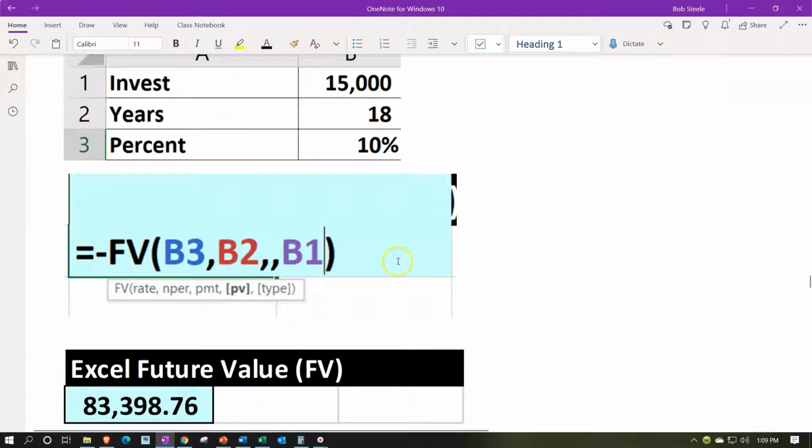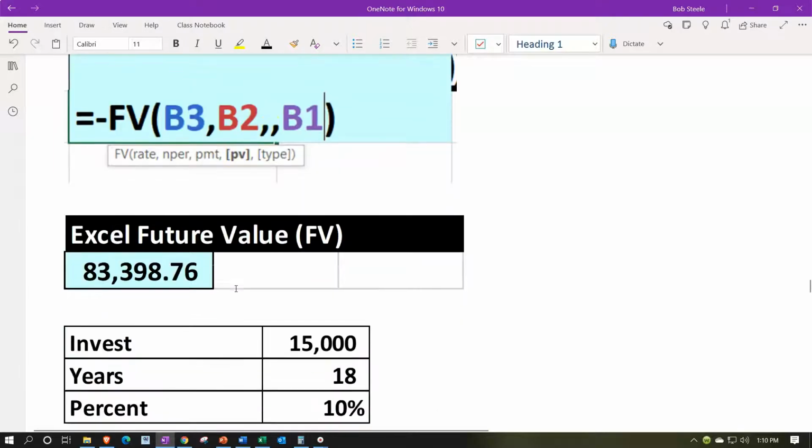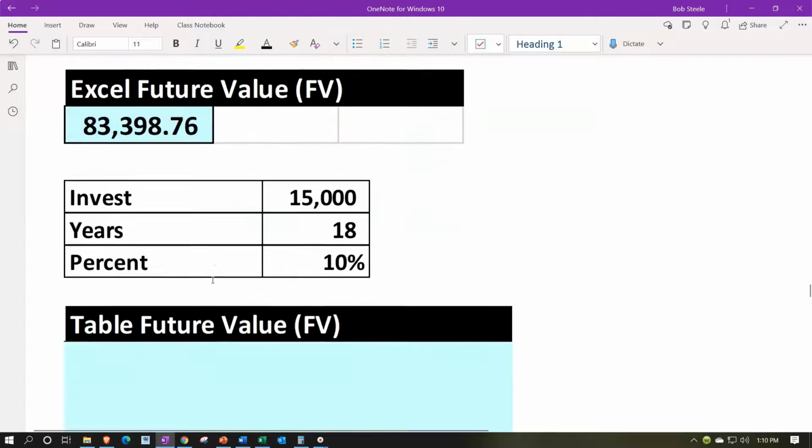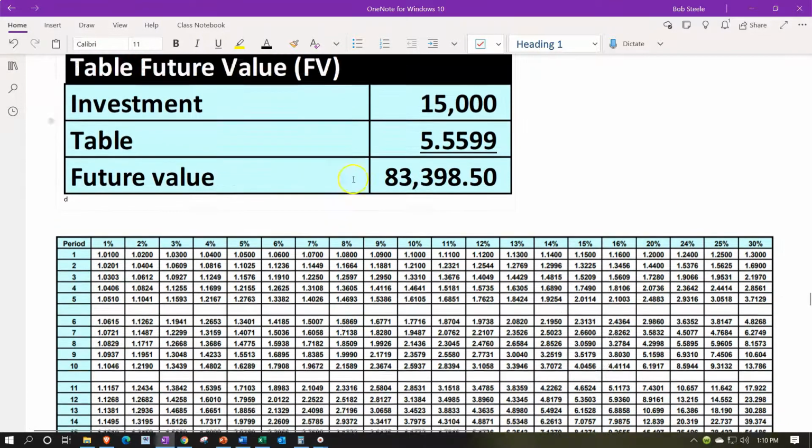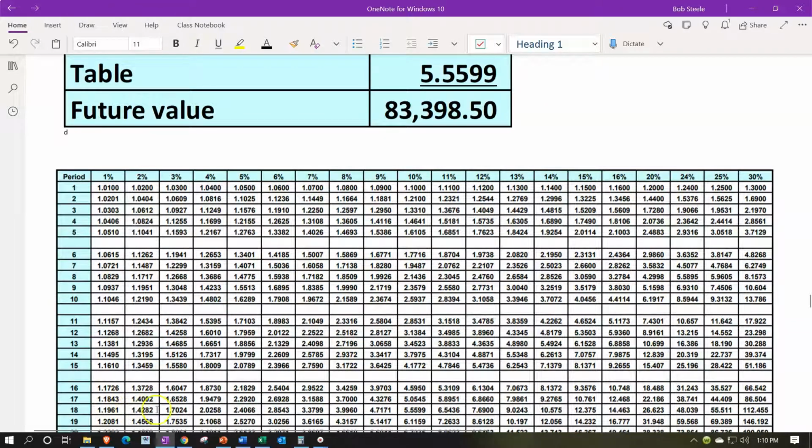If we do that then with a formula, similar kind of calculation, rate, which would be, in this case, the 10%, number of periods, which is going to be 18, because we're doing this in years, payment, 0 or two commas, present value, 15,000, same calculation down here. Then we're going to do the tables. On the table side of things, we'll take 18 periods, because we're in years, and 10% per year. So we're going to take our good old 18 periods down here, and the 10%.